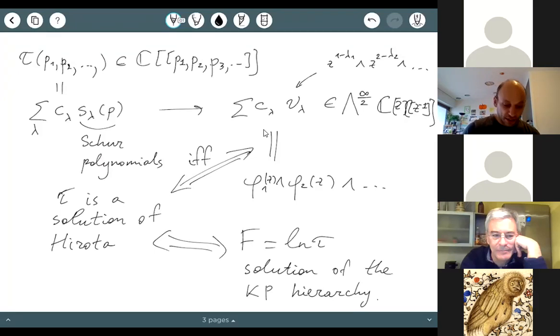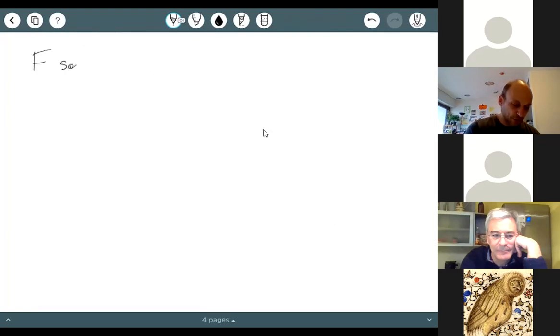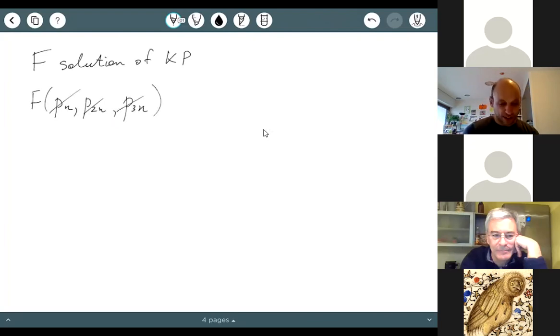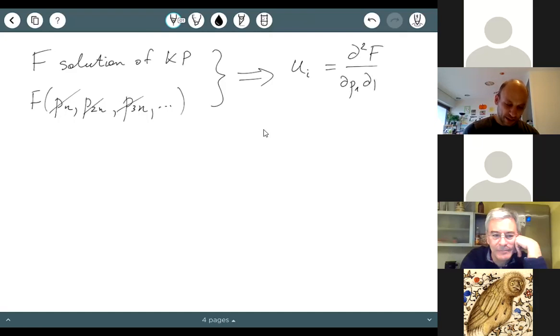And so if F is a solution of KP, and F does not depend on p_n, p_2n, p_3n, and so on, if we are lucky and we see that our solution does not depend on variables with indices that are multiples of n, that gives us a solution of nKdV. Actually, we should denote u_i as d^2F over dp_1 dp_i, and this is a solution of nKdV.